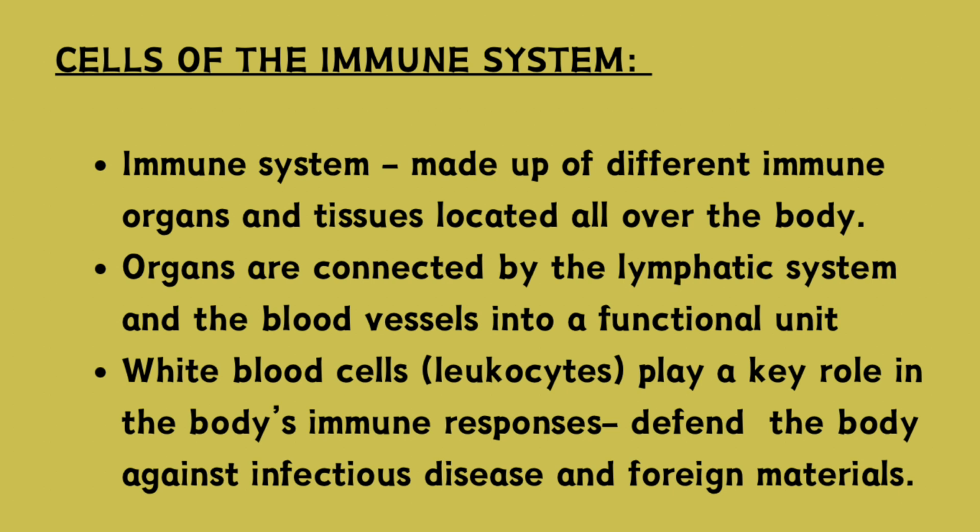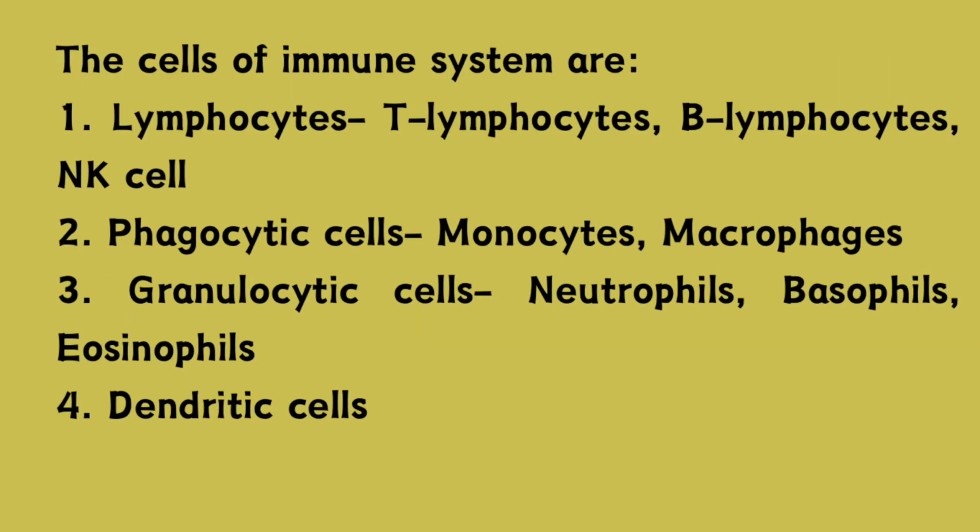White blood cells, that is leukocytes, play a key role in the body's immune responses. So what is the function of these white blood cells? They will defend the body against infectious disease and any foreign material. The cells of the immune system are lymphocytes, which include T lymphocytes, B lymphocytes and natural killer cells.